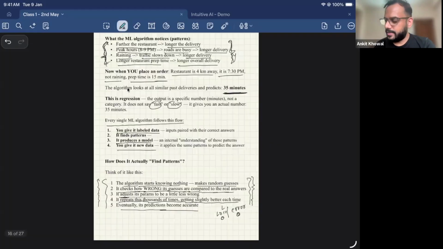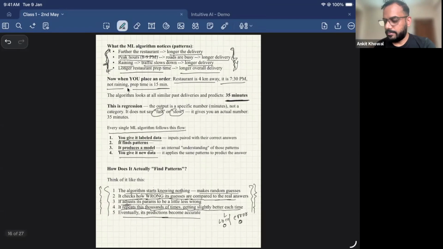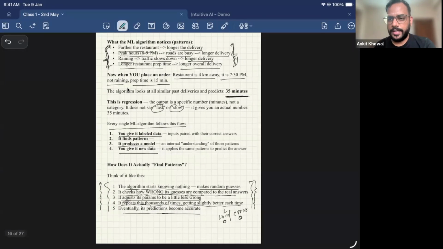I hope this is making sense. How is it? Did you guys get a hang of what is classification and what is regression? Guys, speak up, it will help. Feel free to ask questions, and if you didn't understand anything, I'm here to explain it again.